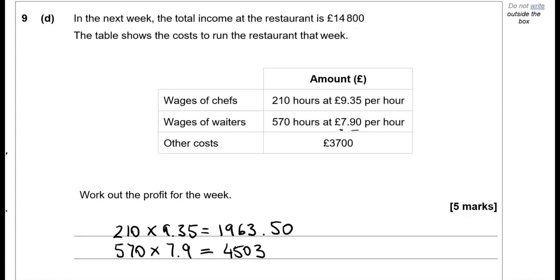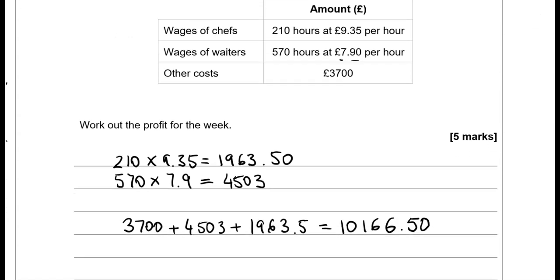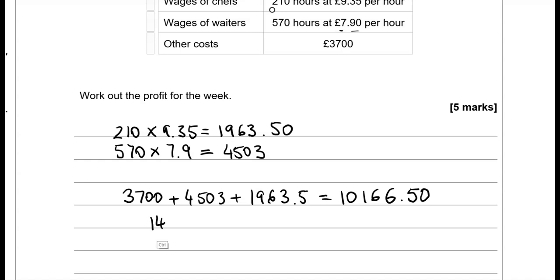The total income was 14,800. Take away the total cost, which is £10,166.50. Gives us £4,633.50.